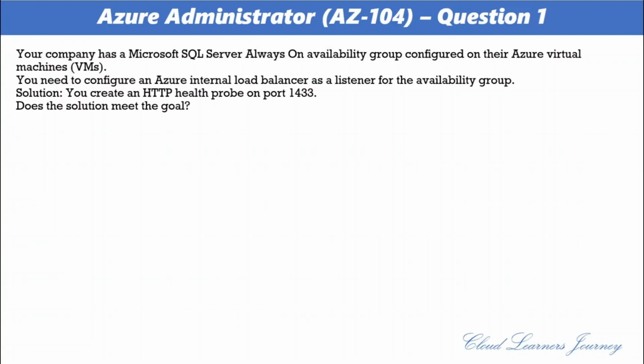Question number 1. Your company has a Microsoft SQL Server Always On Availability group configured on their Azure virtual machines. You need to configure an Azure internal load balancer as a listener for the availability group. Here the solution is, you create an HTTP health probe on port 1433. Does the solution meet the goal? And the options are A, yes, B, no. And the correct option is B, no.